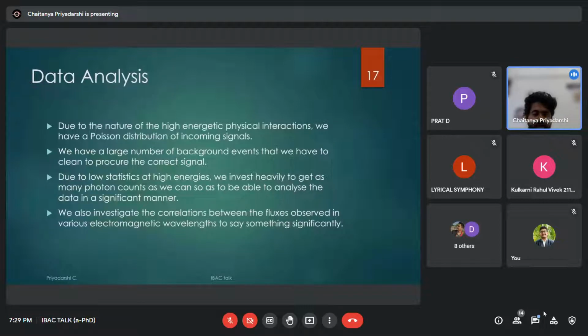And yeah, we also investigate some correlations between fluxes observed from various electromagnetic wavelengths or the other astronomies to say something significant about the sources that we saw earlier, so that we can have a better understanding of the physics that happens, because it's not just one phenomenon producing energy in one energy range. Everything works together, so we have to have some combined analysis, and we all work together based on that.